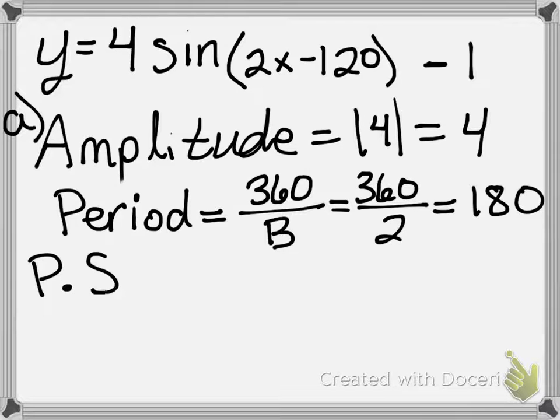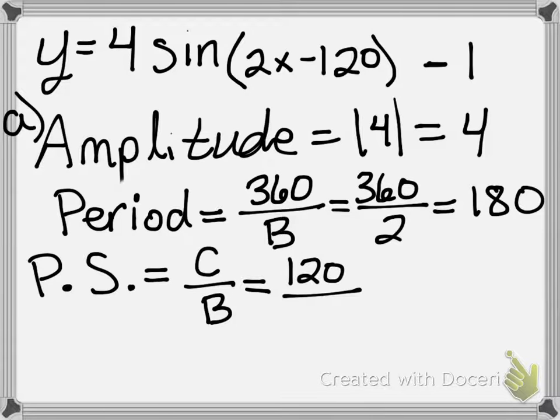Next, we're going to talk about our phase shift. I'm going to write PS for phase shift. And how we find this is we take C divided by B. Remember, C is opposite of what you see. In the equation, we see a negative 120. So we're going to write positive 120 and divide it by 2. So it's going to be 60, meaning we're not starting at 0. We're actually moving our graph over horizontally 60 degrees.